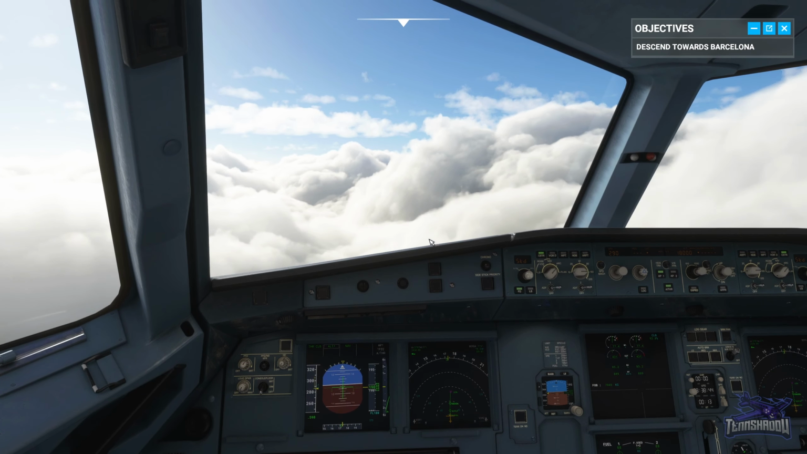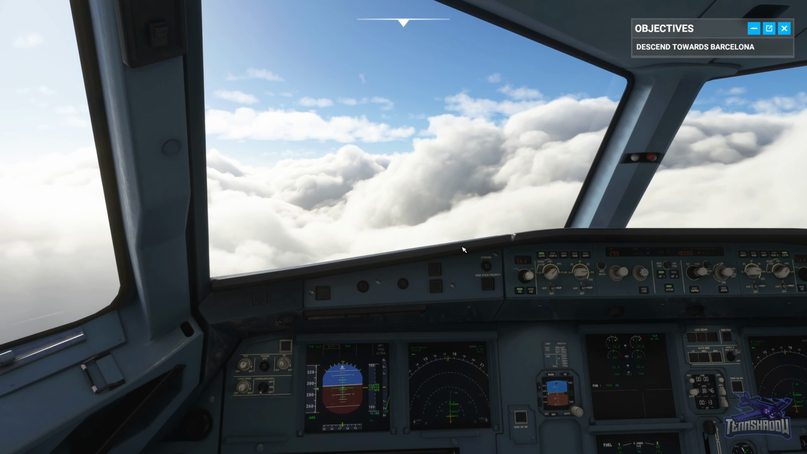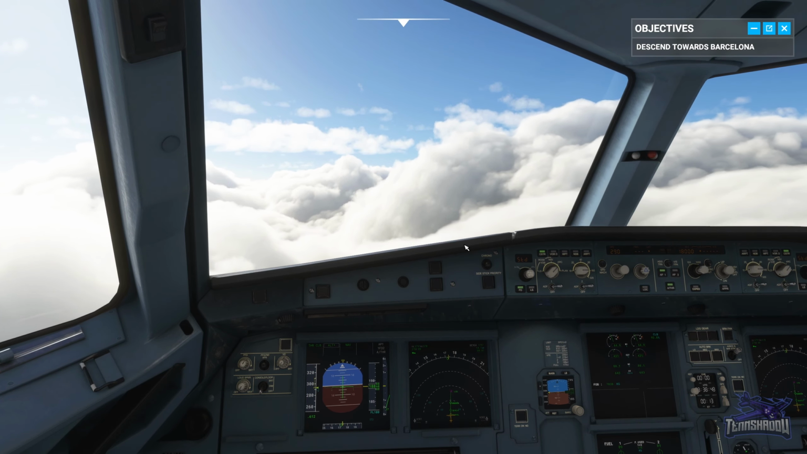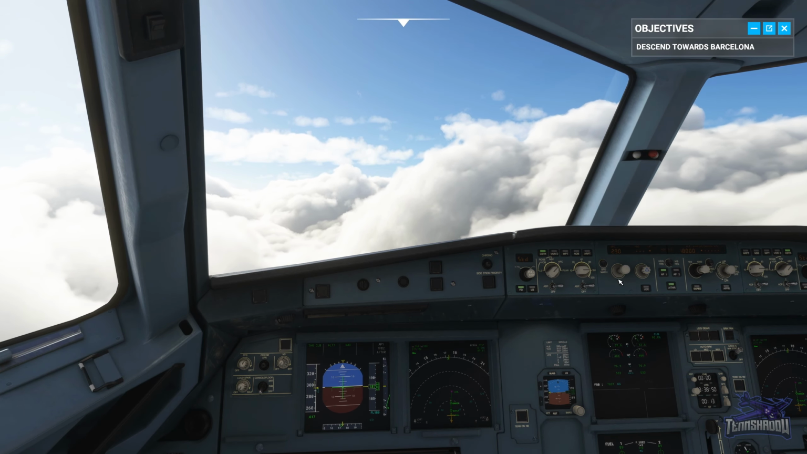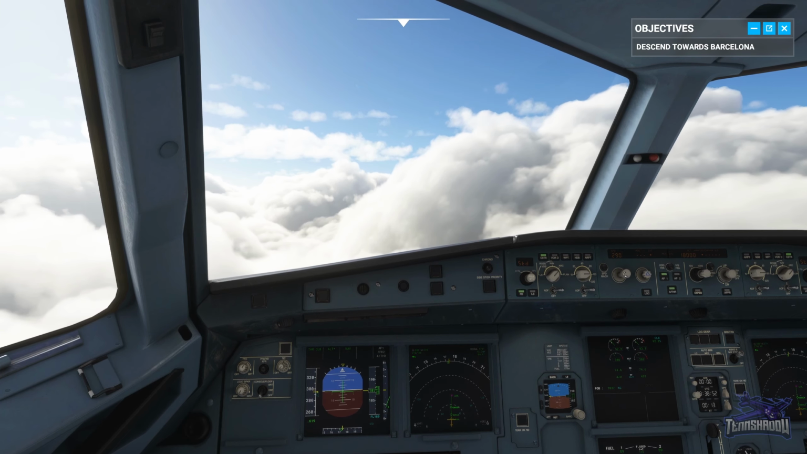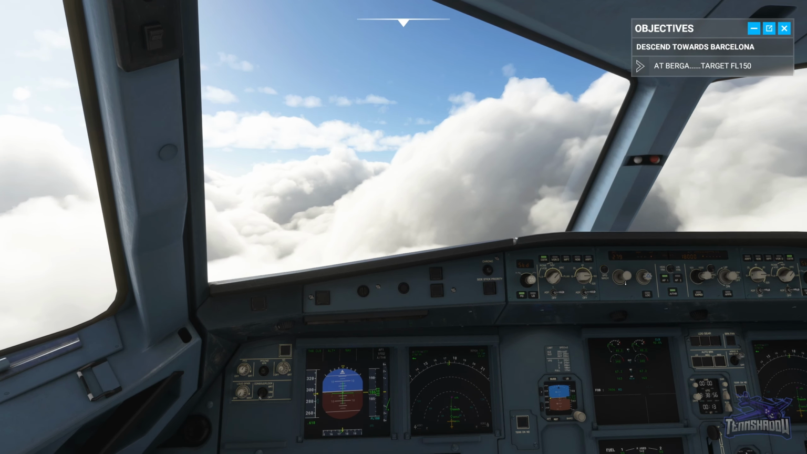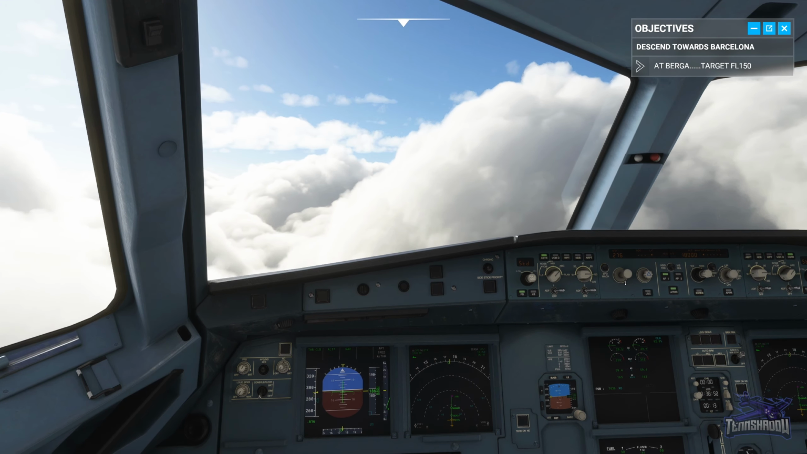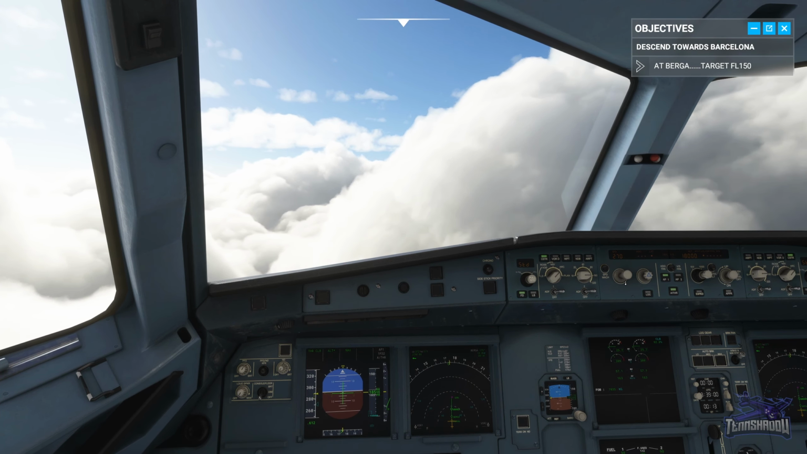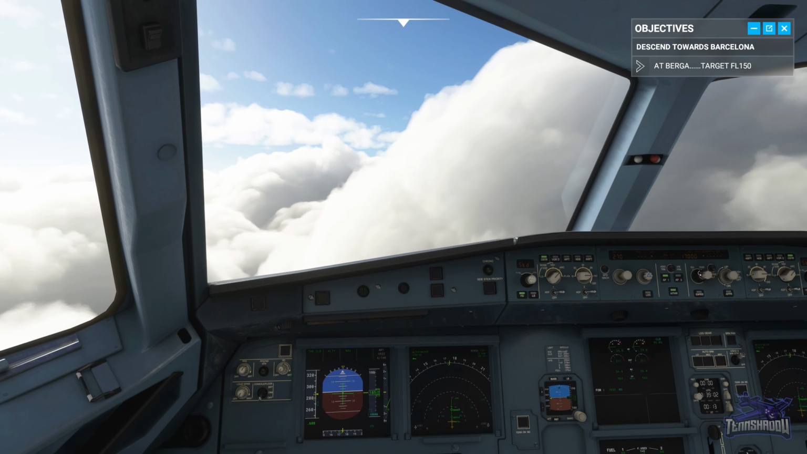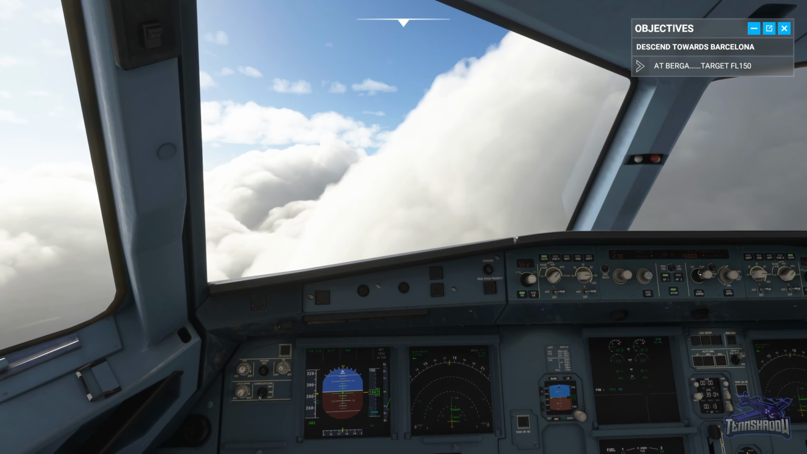As we pass Pumal, we have 60 miles to go. 60 times 3 is 180. That means you should be at roughly flight level 180. Yep. Let's slow it down again back to 270. Now we've got to go down to 150.